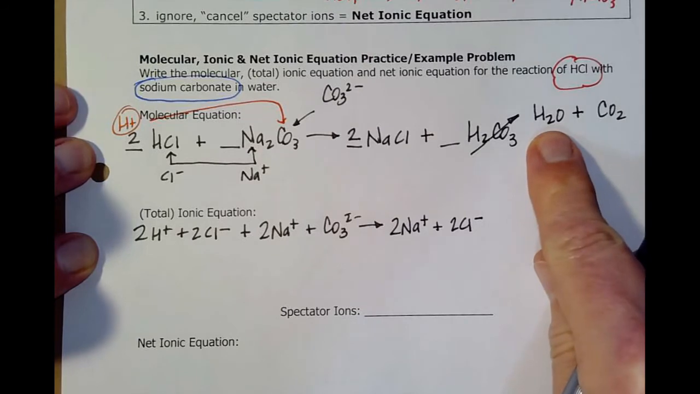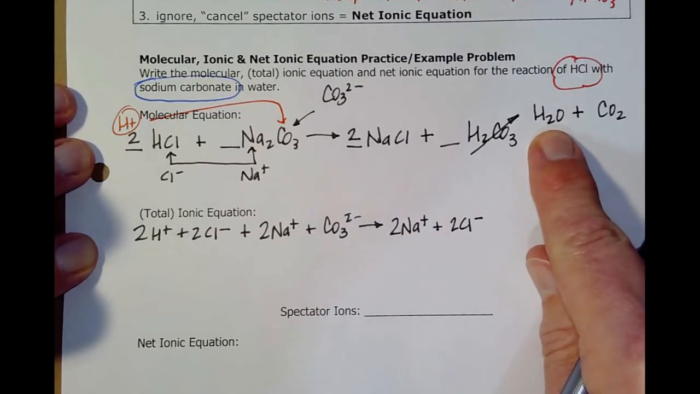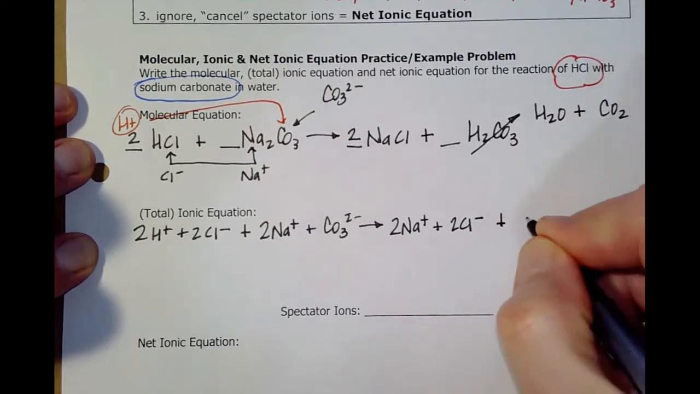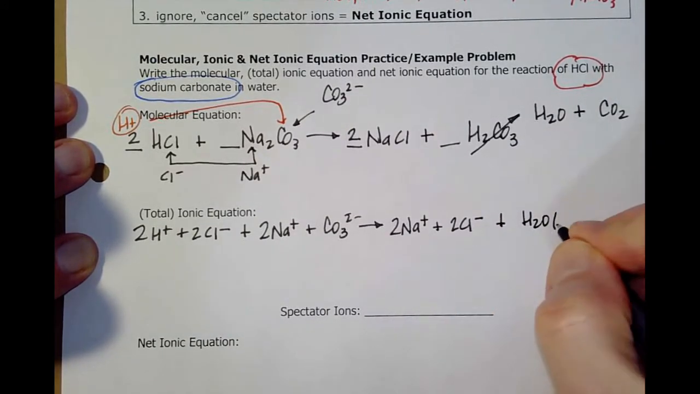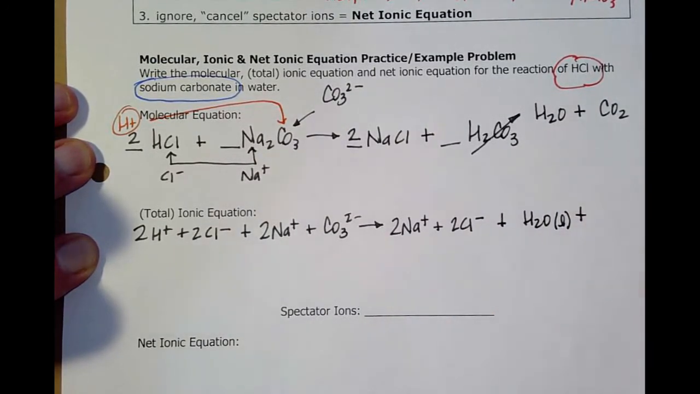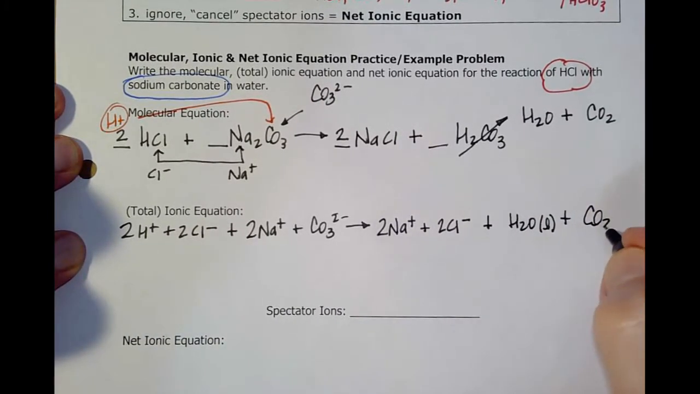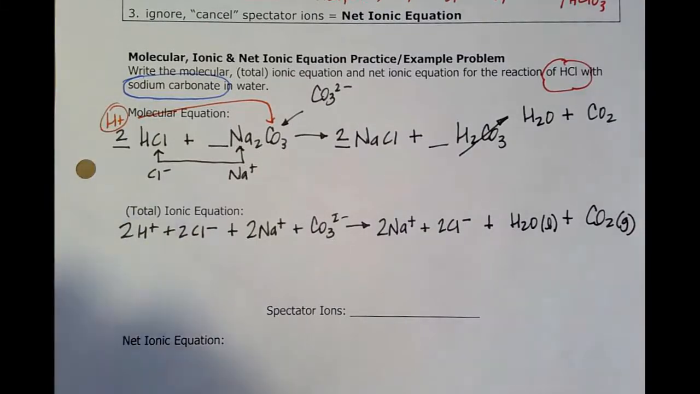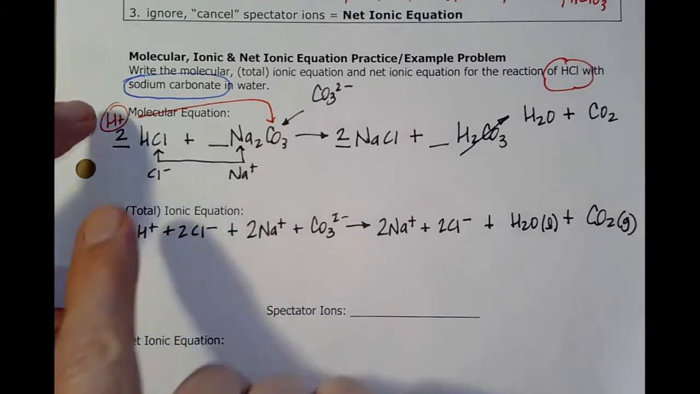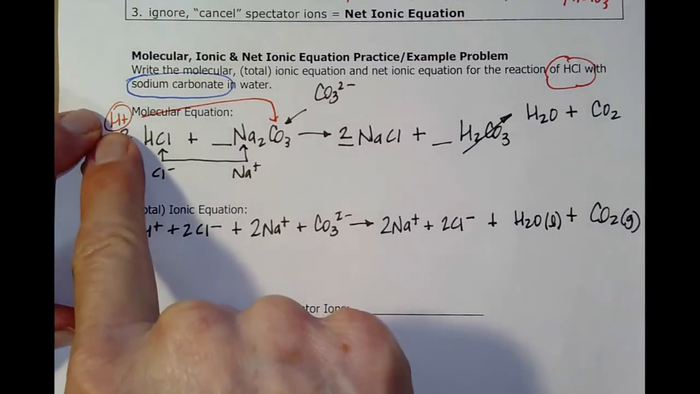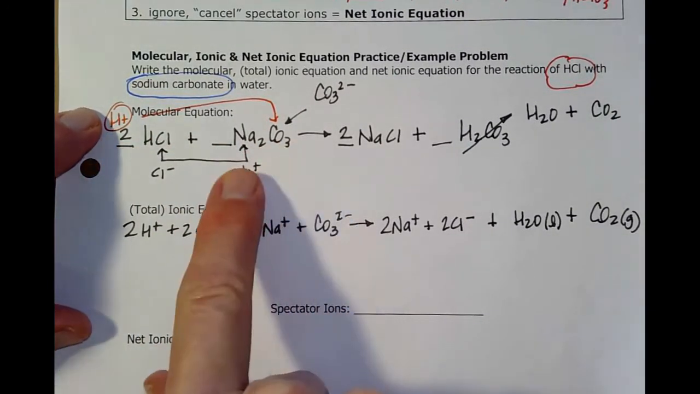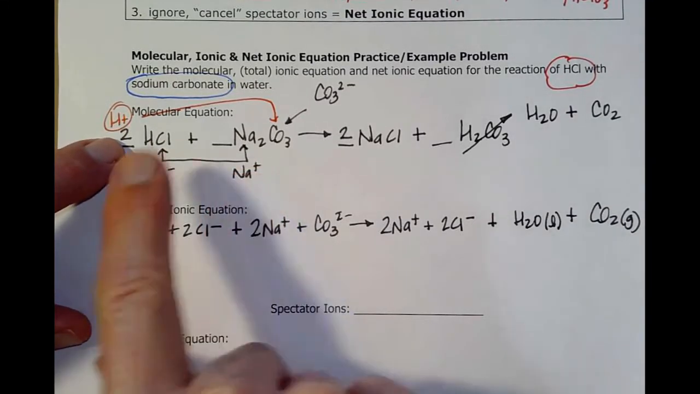Water is not an ionic compound. It's not a strong acid. There's no reason to break it up. H2O, liquid, and the fizzing, CO2, gas. Big mess, but really it came down to acid base, H plus sticks to an anion, put the leftover cation and anion together, and we're good.